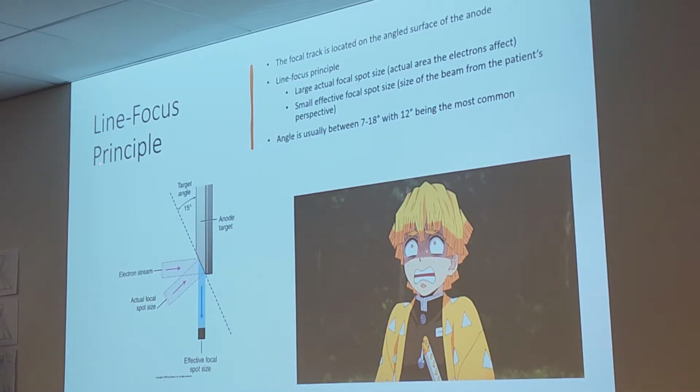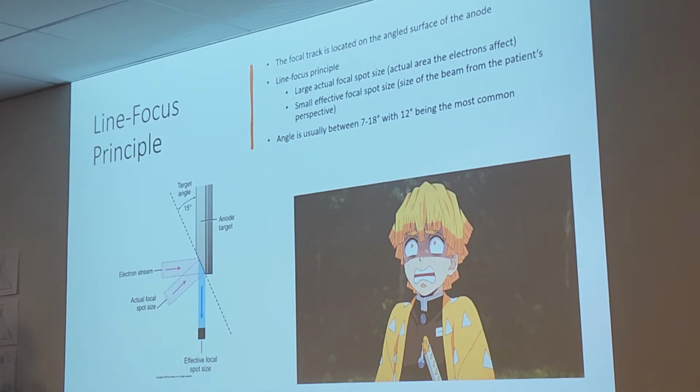Okay, so this is called the line focal principle. The focal track is located on the angled surface of the anode. So this is the track right here. This is the anode right here, and then this is the angle. See how it's coming at an angle? So electrons are coming in and hitting this target right here.